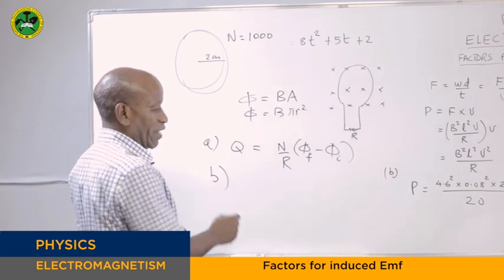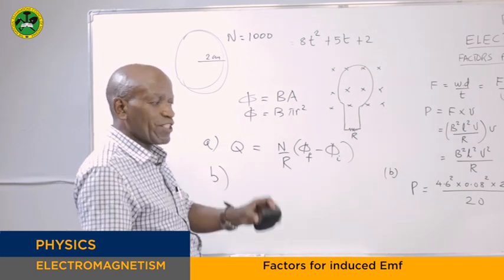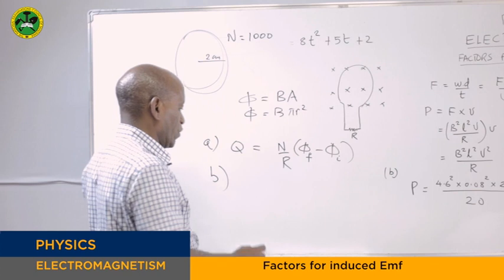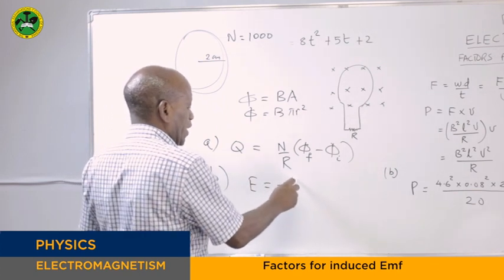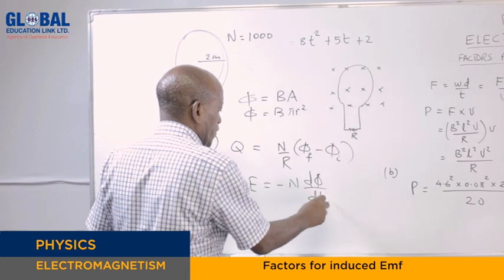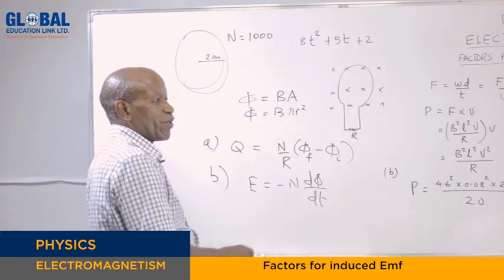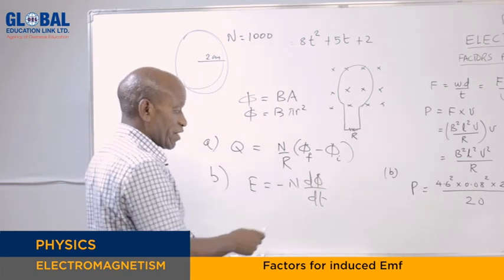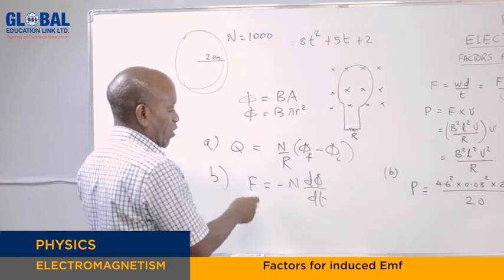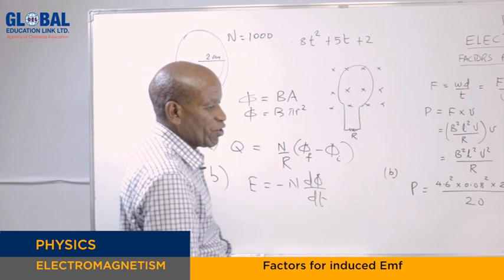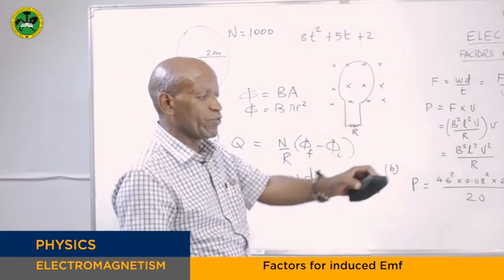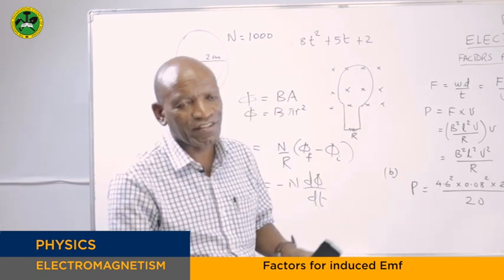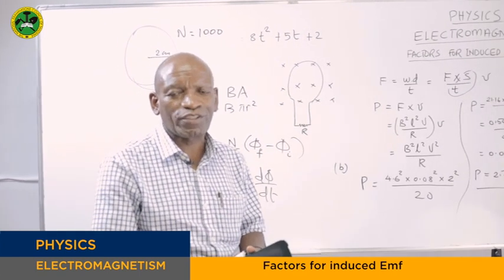For part B, as a hint, the amount of voltage induced in the coil will come from Faraday's law, whereby E is equal to minus N d phi by dt, where N is the number of turns given, and d phi by dt is the rate of change of the magnetic flux. You can then obtain the induced EMF E, that is the voltage induced in the coil. This is just a hint for you students, so take this as homework. I hope you can do it comfortably at home.